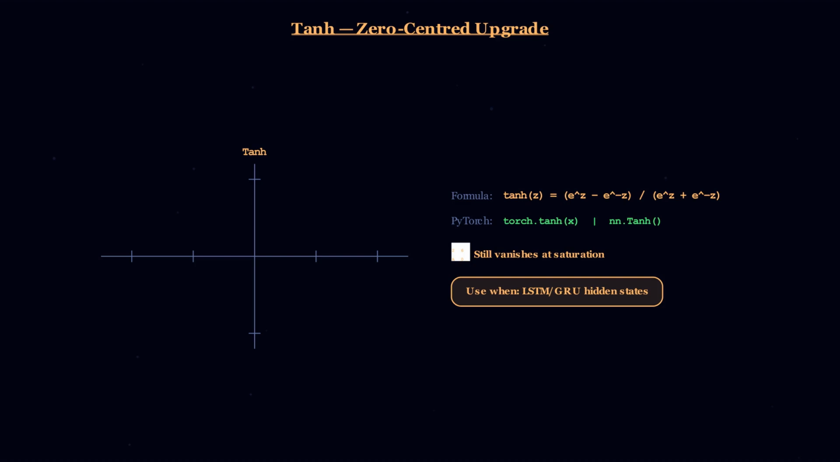Zero centering matters. If activations average around 0, the gradients in the next layer don't have a systematic bias direction. Sigmoid outputs are always positive. Tanh fixes this. Still vanishes at saturation, just like sigmoid. When to use: LSTM and GRU hidden states. The gating mechanisms rely on the minus 1 to plus 1 range. In feed-forward hidden layers, ReLU still usually wins.